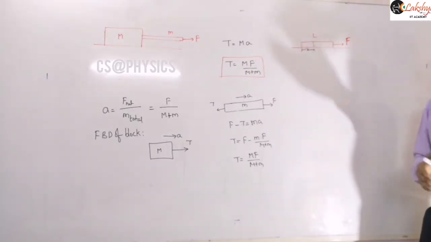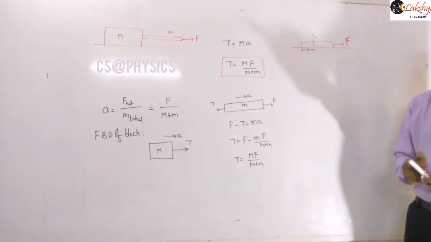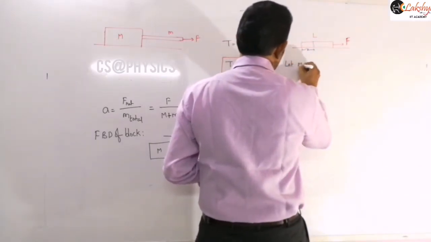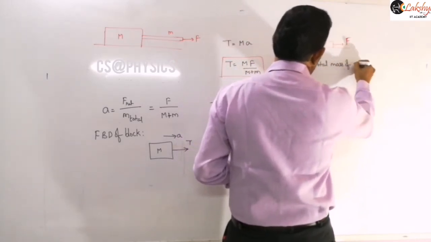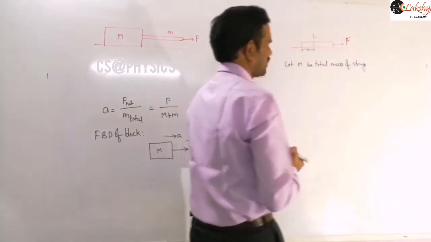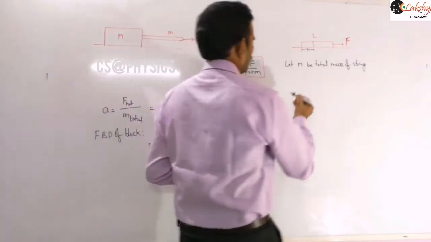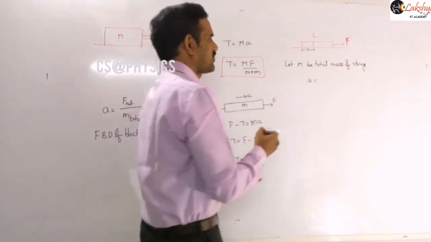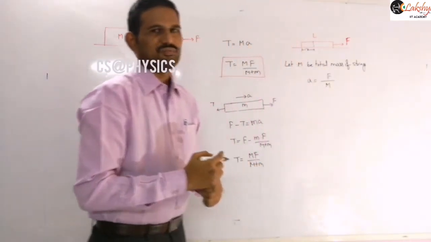As the mass is not given here, I could take the mass per unit length, which is called linear density. Or let us assume m as the total mass. So let m be the total mass of the string. When the total mass of the string is m, we can write the acceleration of the string. It is accelerating because we are pulling it with a force F. The acceleration of the string is F by m, right? That is the acceleration of that string.